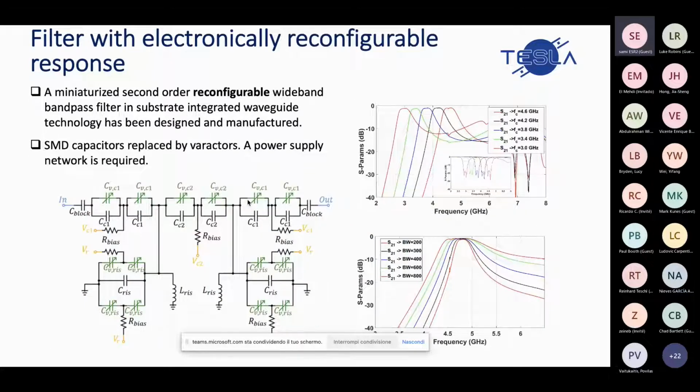In this slide, there is another example of filter we worked on, and this is a filter with an electronically reconfigurable response. I mean, the results of the work are not published yet. We use varactor diodes as tuning elements to validate the concept. We manufactured a second order filter. The bandpass filter response was tuned over a frequency range from 4.6 to 3 gigahertz, and the bandwidth from 200 to 800 megahertz.